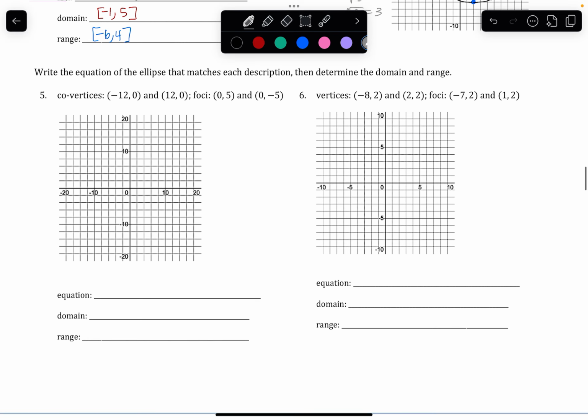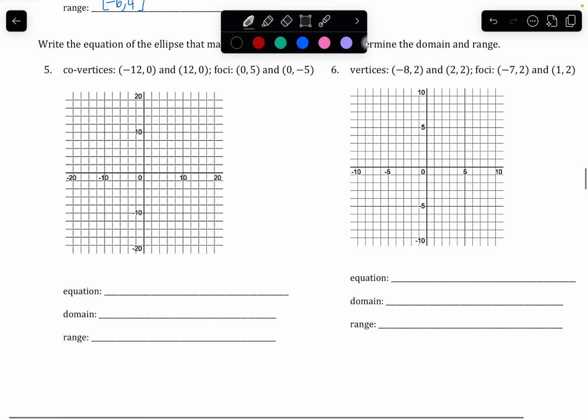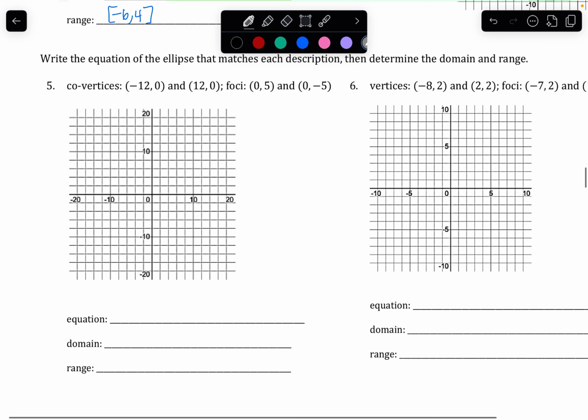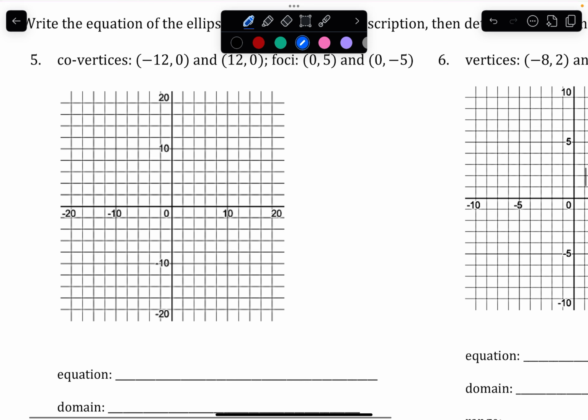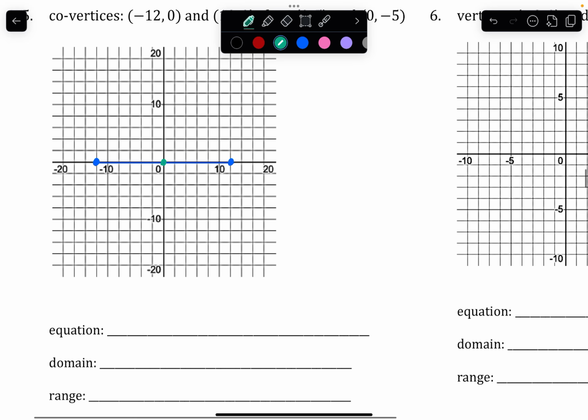Okay, for these last two, they're giving us some information, and we have to write the equation and do the domain and range. And so for number 5, they're telling me the co-vertices, that's the minor axis, are negative 12, 0 and 12, 0. So be careful on this one. The axes are going by 2. And so negative 12 and positive 12, those are my co-vertices. So that means this is my minor axis. And the center will be right at the midpoint. So it looks like our center is 0, 0.